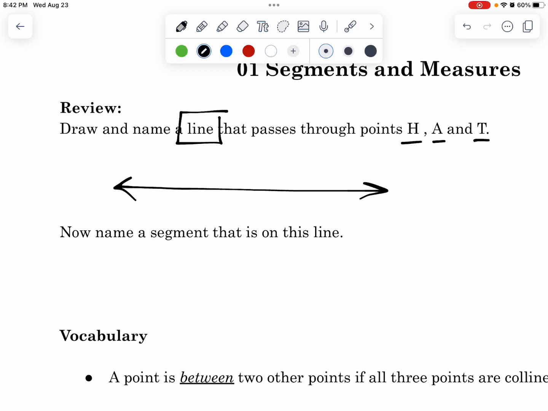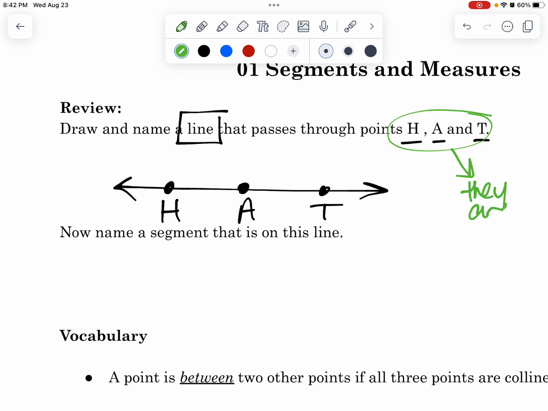But anyways, I need to put those 3 points on the line. Okay, so H, A, T, you can put them anywhere you like, but all 3 of them need to be on the line. And remember that that means, another vocab word that I want to review, this means that they are collinear. Collinear means same line. We have 3 points that are on the same line. Okay, cool. Now name a segment, which is a different vocab word that is on the line.